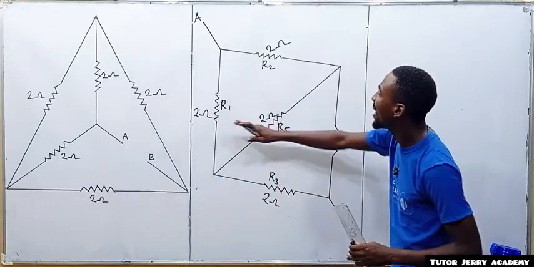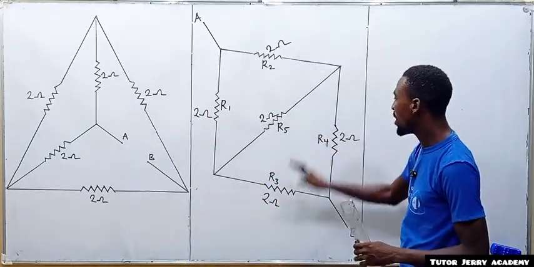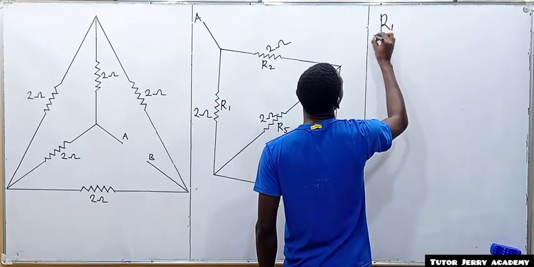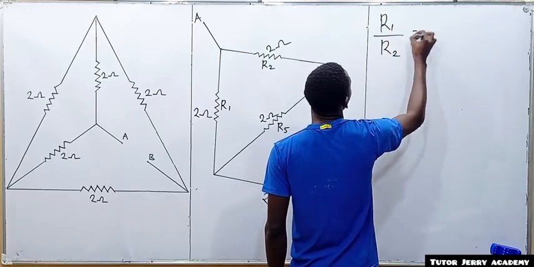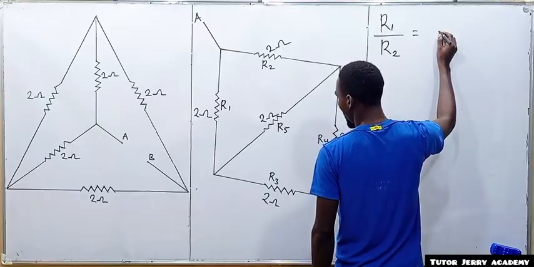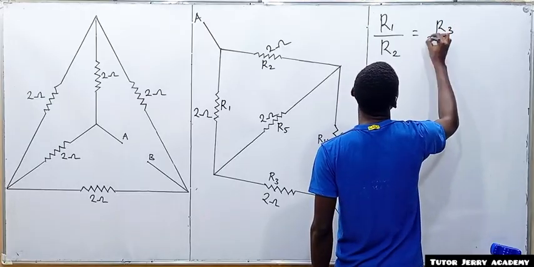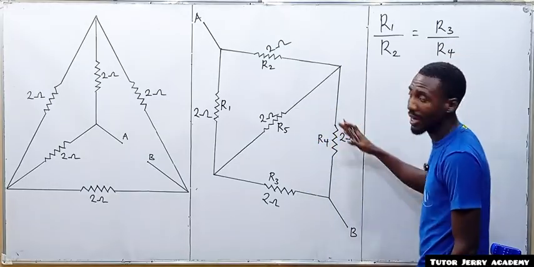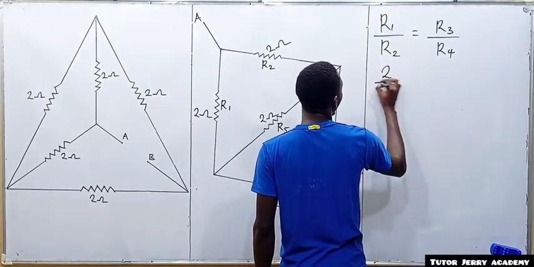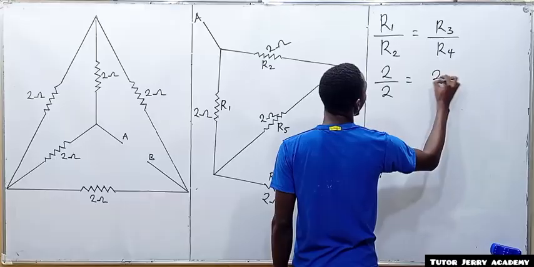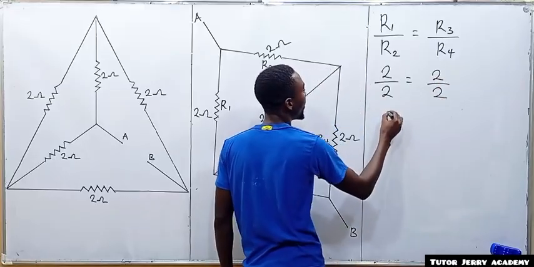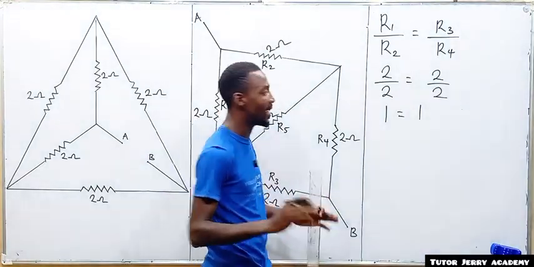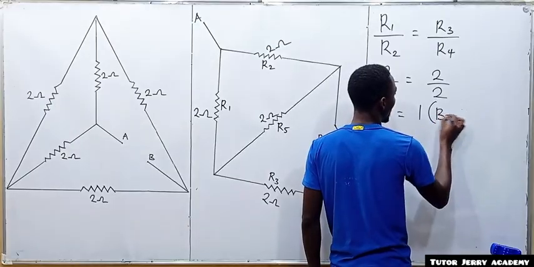Alright, so let's check if it is balanced. If it is balanced, R1 over R2 will be equal to R3 over R4. And then you can see that everything is 2, right? So it's going to be 2 over 2 equals 2 over 2. And you see 2 divided by 2 here is 1, 2 divided by 2 here is 1. 1 is equal to 1. It means it is balanced.